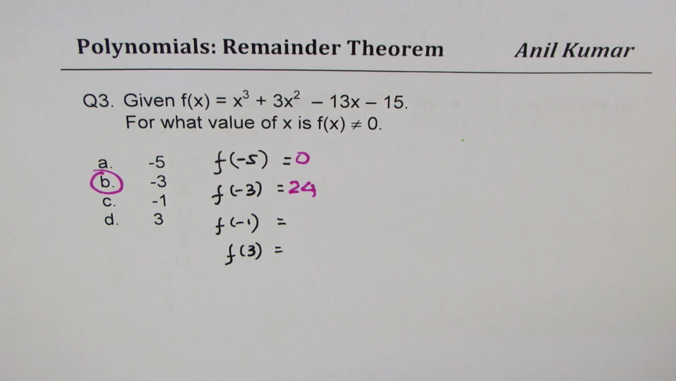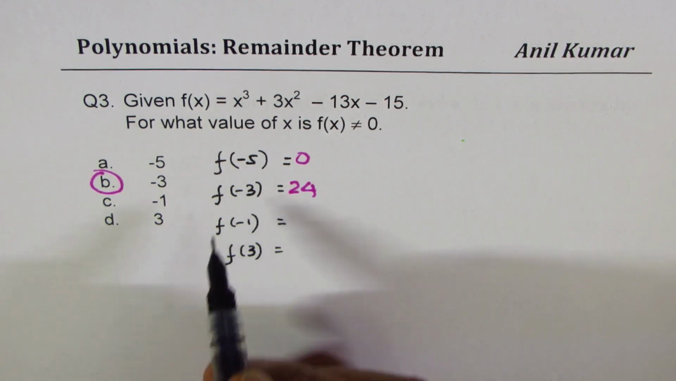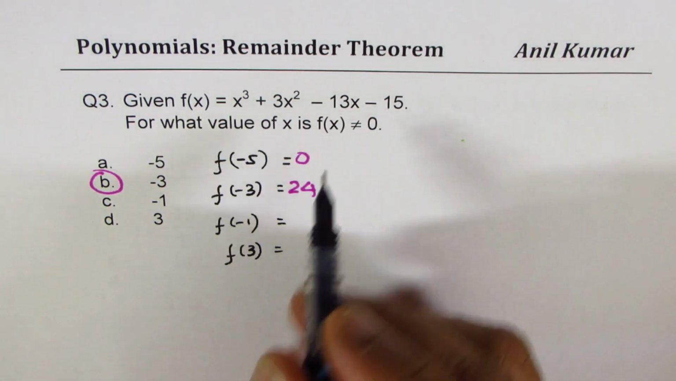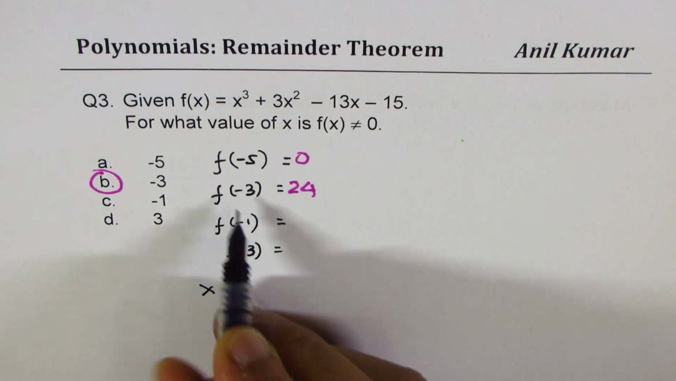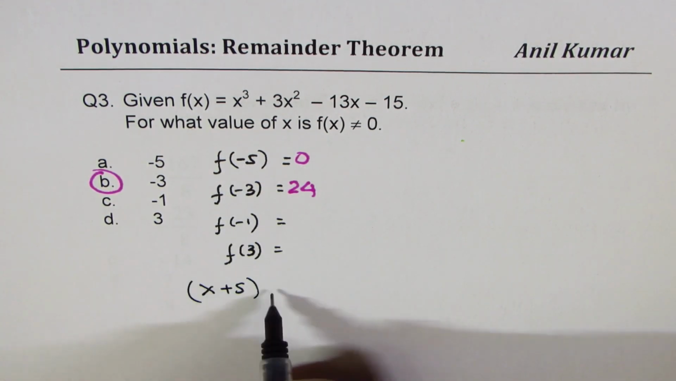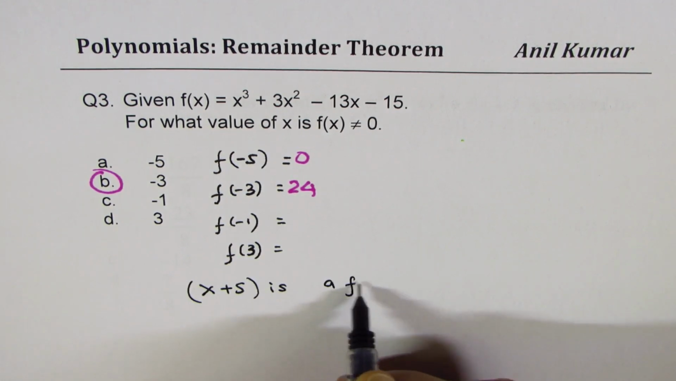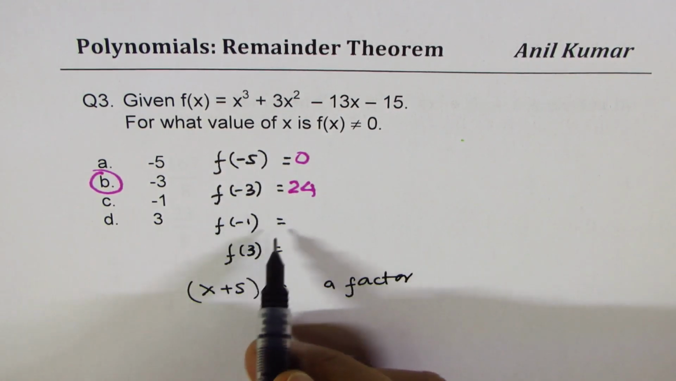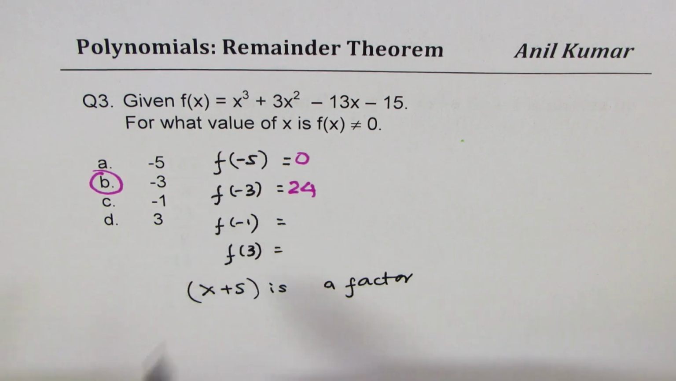So that really means that for the given equation, when x = −5 gives 0, x + 5 is a factor. And if these are 0, then x + 1 is a factor and x − 3 will also be a factor. So you could check and then write it.